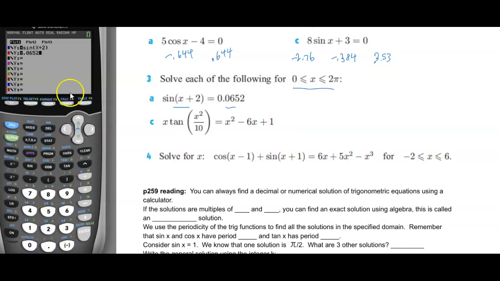0.0652. And I'm going to graph that. I forgot to, oh yeah, I already did the window, right? I did from 0 to 2 pi. Perfect. Okay. All right.